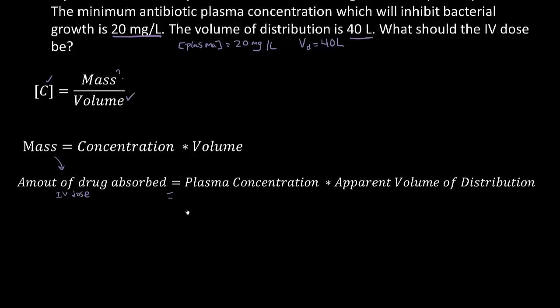So here all I have to do now is plug in my numbers. I want a plasma concentration of 20 milligrams per liter, and I know that the volume of distribution is equal to 40 liters. I always like to write my units because it helps me cancel things out, and it tells me if I'm doing this right or wrong. So I get an answer of 800, and the units are milligrams. I know that's what I'm trying to solve for: what should the IV dose be?